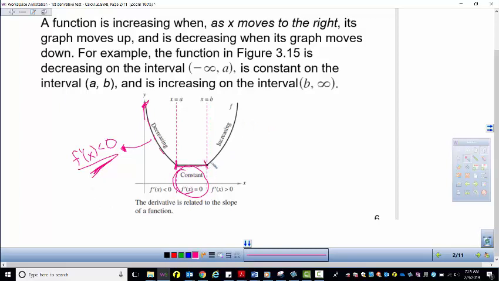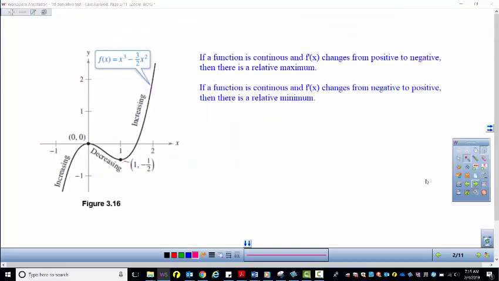And on this side, you see my function is increasing, so if I would draw in those tangent lines, they're positive slope, which means when your function is increasing, your derivative is greater than 0. So we're going to use the fact that our derivative tells us whether a function is increasing, decreasing, or constant today. And we're going to use calculus to do that. So let's look at another picture here.